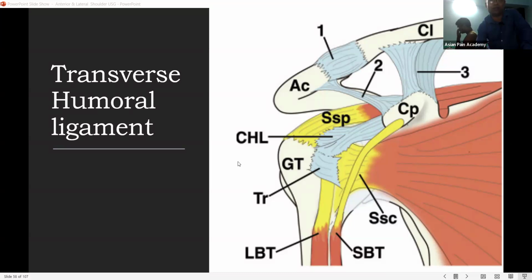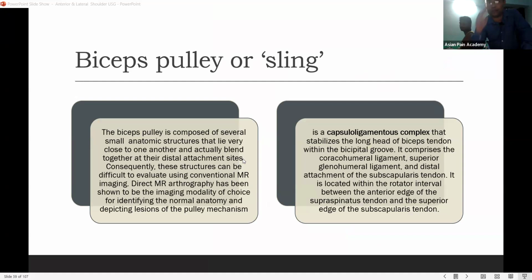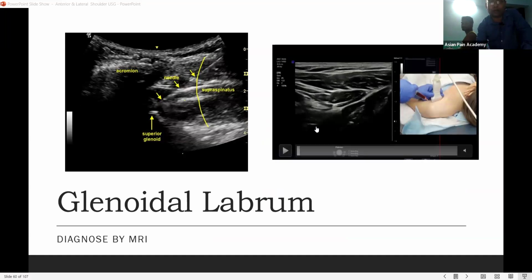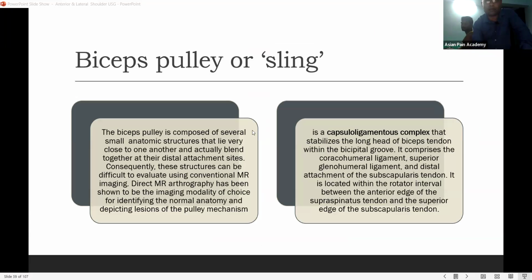So this I will show next day with the biceps pulley and sling. This is not at all very important. Here one more important thing is the biceps pulley or sling. It is not a single structure.